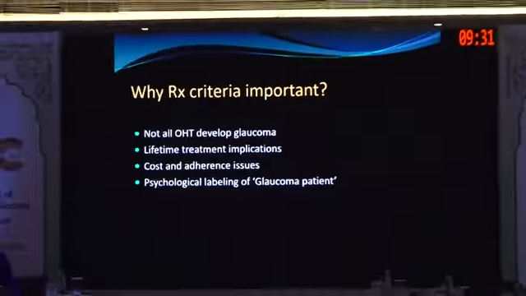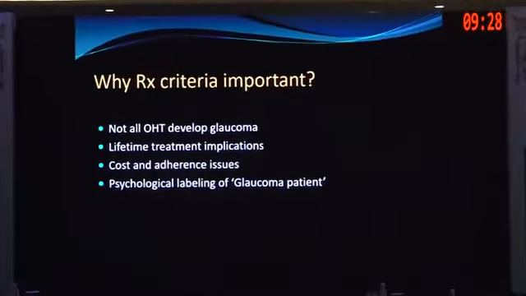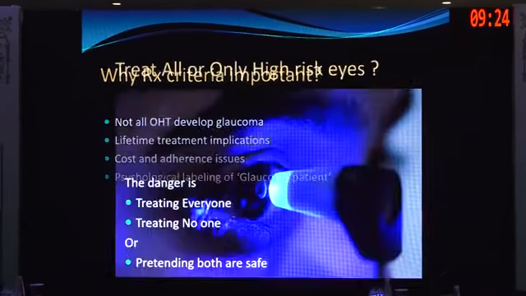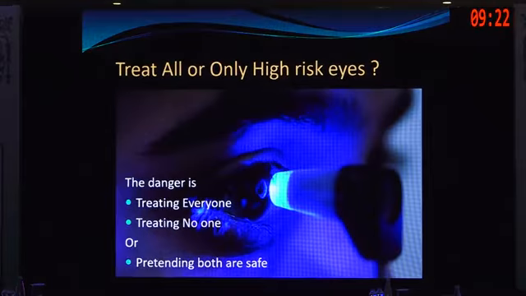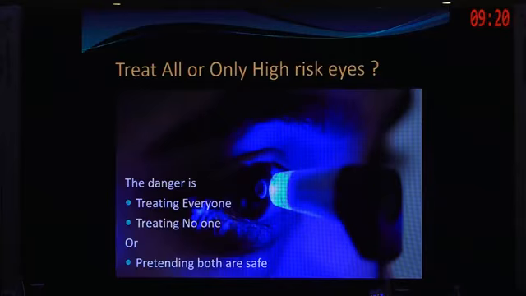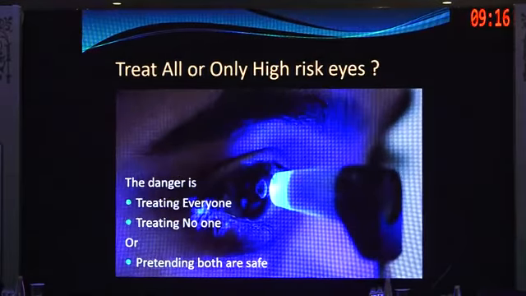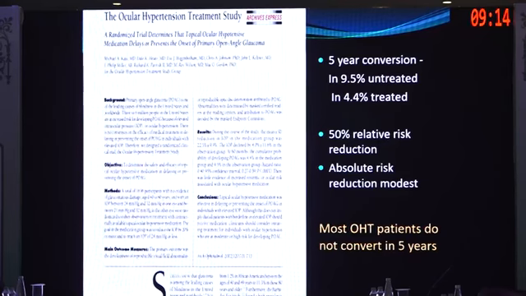Why is treatment criteria important in OHT? Because not all ocular hypertensives develop glaucoma. Lifetime treatment implications are there, cost and adherence issues with medication, as Vinita madam has rightly told. Psychological labeling of a glaucoma patient is not desirable. So do we need to treat all or only high-risk eyes? The danger is treating everyone, treating no one, or pretending that both are safe. So neither of these should be done.